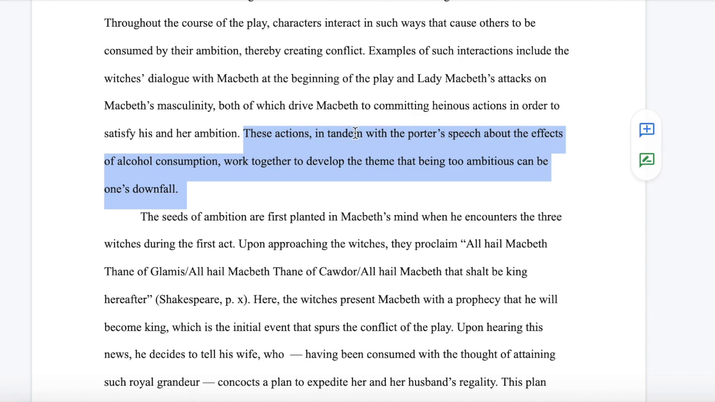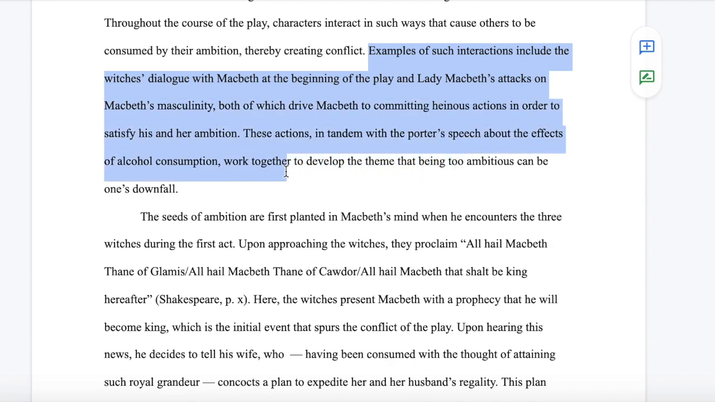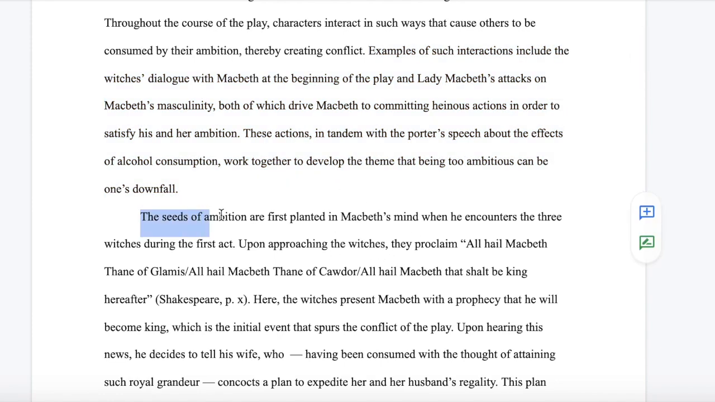So that's what you want to start off with. And sometimes you might not even want to just elaborate on the thesis statement. You might have to elaborate on other things that you said in the introductory paragraph, which might relate to your thesis statement. So, I start off mine by talking about the seeds of ambition that were planted in Macbeth's mind.